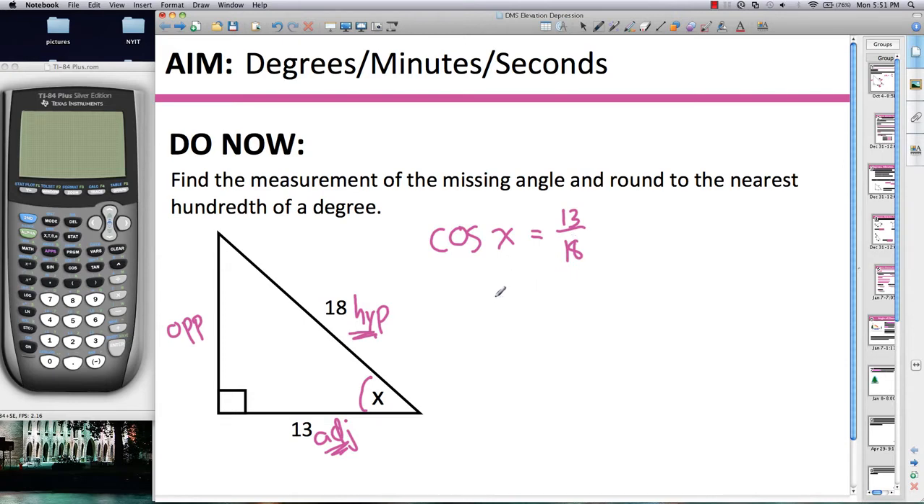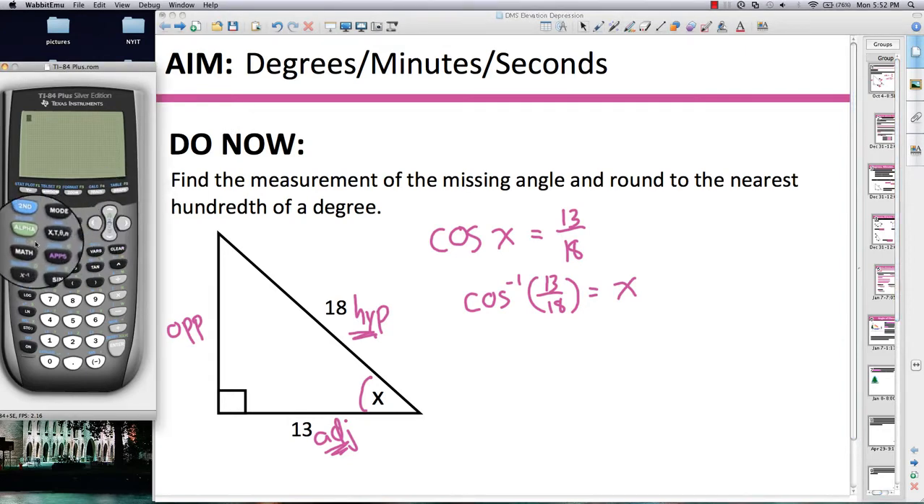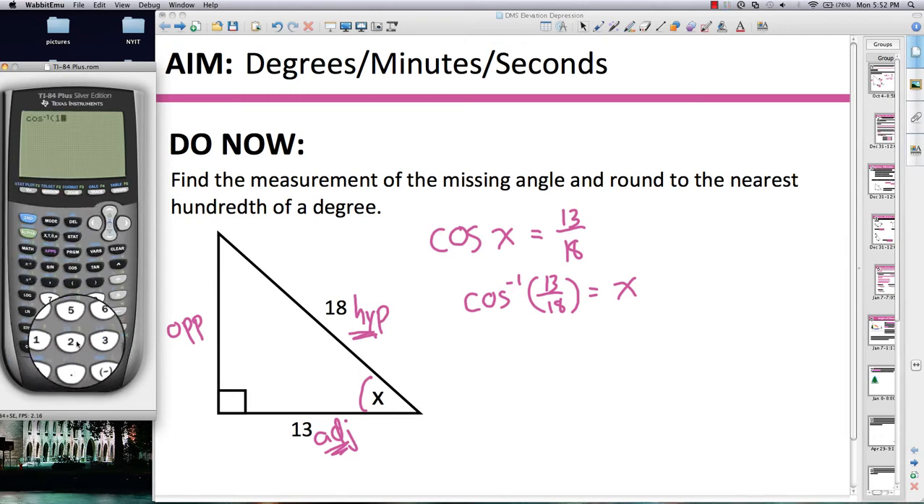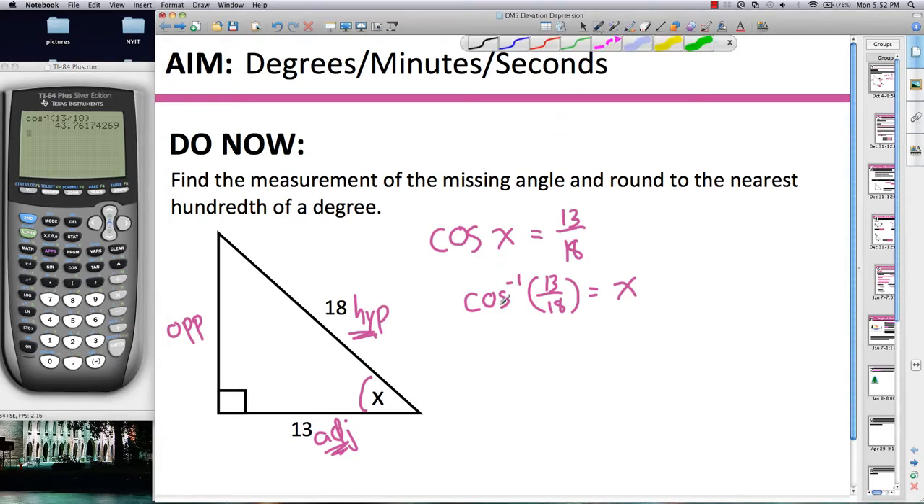To figure that out, we're going to use the inverse of cosine. So we're going to want to put this into our calculator, and that will give us the angle. So let's go over here to our calculator. You want to make sure you're in degree mode. If you're not in degree mode, make sure you change that. We're going to hit second cosine, and then we could put 13 over 18 into the calculator. And that gives us 43.76 degrees. So we're rounding to our nearest hundredth of a degree.